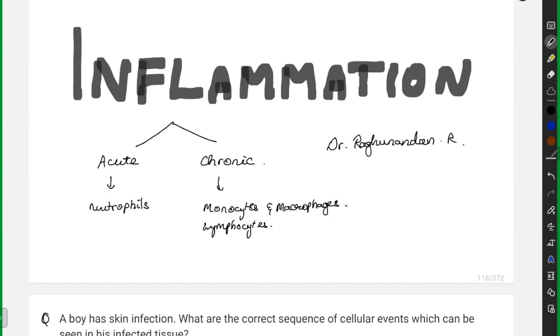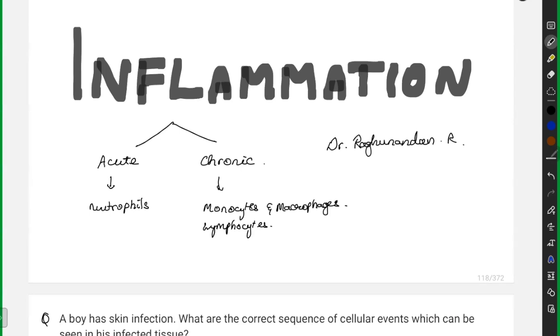You would probably have seen a picture in your class, where your faculty showed an old Greek illustration giving the five signs of inflammation: rubor, calor, dolor, tumor, and functional loss. Rubor means redness. Tumor means swelling. Calor means heat. Dolor means pain. And functional loss means loss of function.